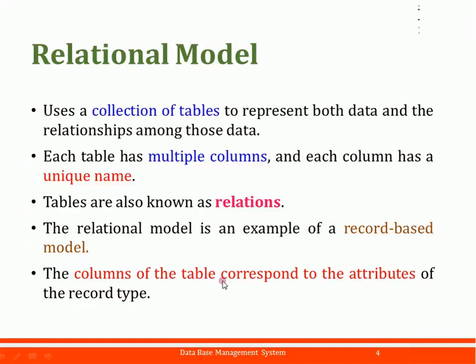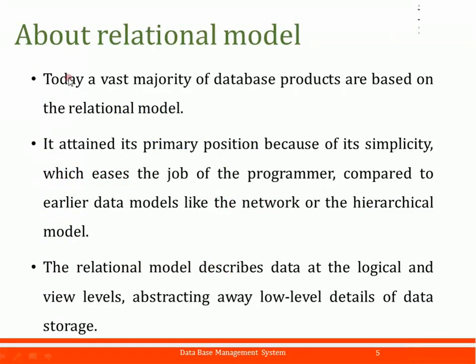The columns of the table correspond to the attributes of the record type which we have designed in the ER diagram. So we have entities for which we have the attributes that are produced as columns in these tables. Today a vast variety of database products are based on this relational model, and it has attained this primary position because of its simplicity, and hence the programmer's job is very easy compared to other data models like the network model and the hierarchical model.